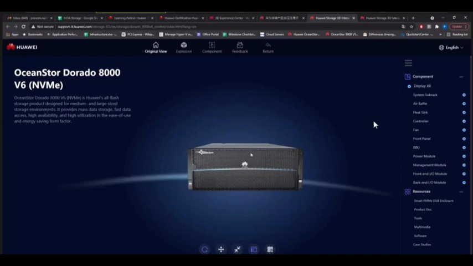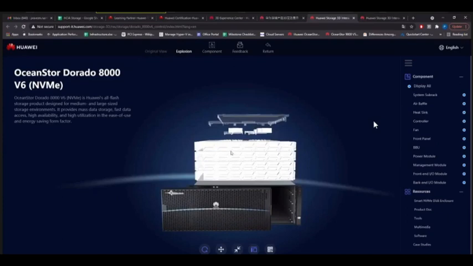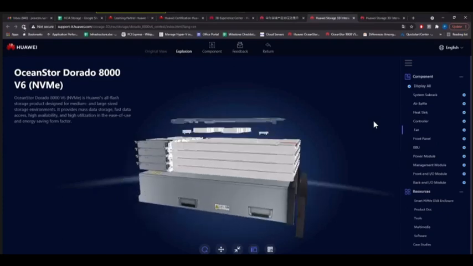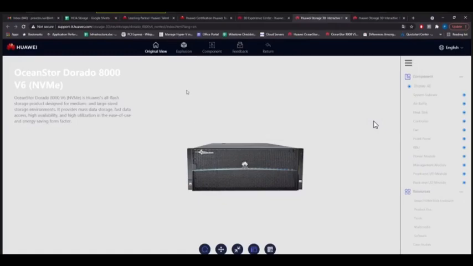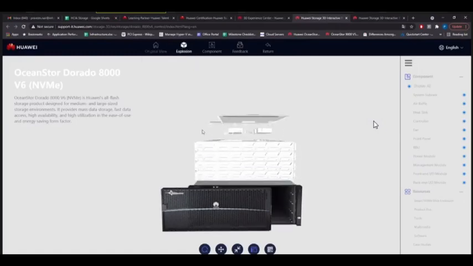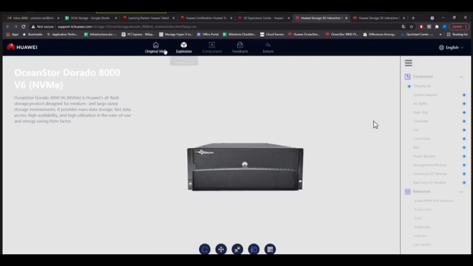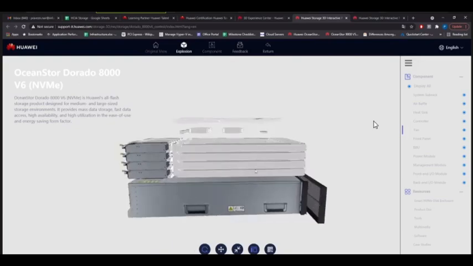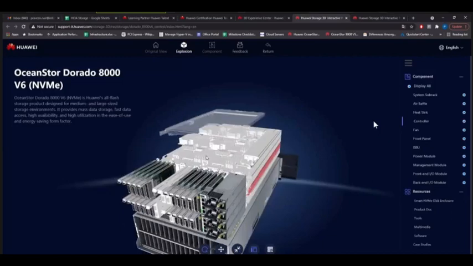So this is a separation controller. If you do an explosion, oh man, everything is white. I thought everything was okay already. Oh well, it should be loading. But anyways, if you do an explosion, you should see 4 controller modules, right? So it's slowly loading up.